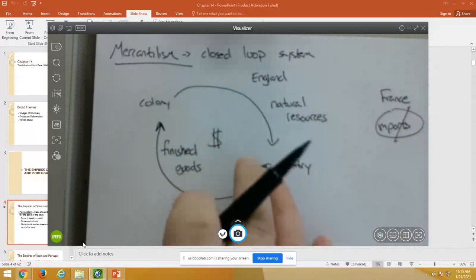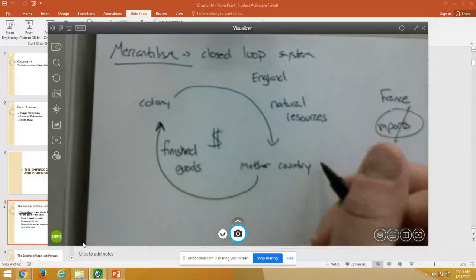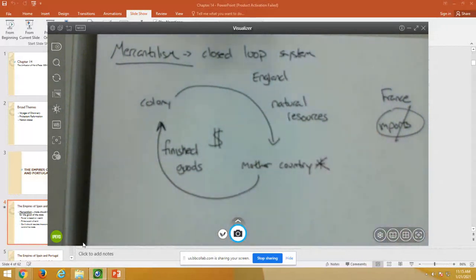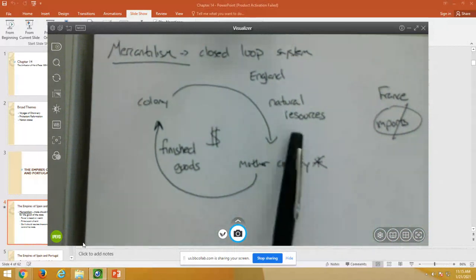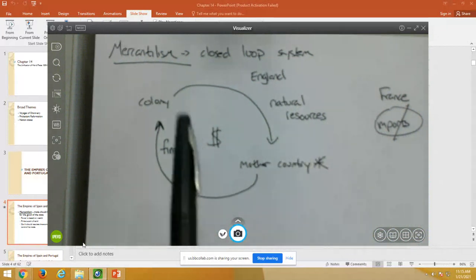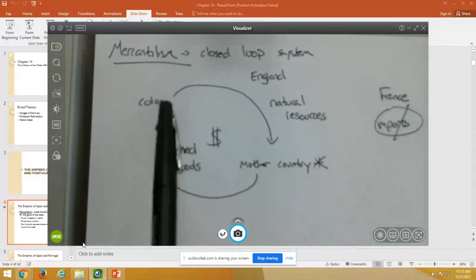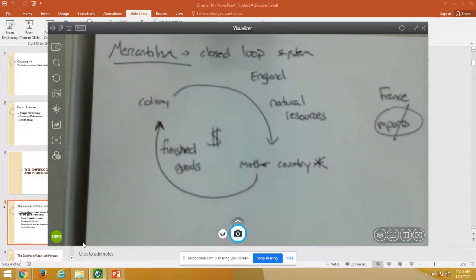The other thing that a closed loop system entails is that this mother country is making money hand over fist, because they get cheap natural resources and they can sell those resources as finished goods for a profit back to the colony. They have a captive market. The colony, if it wants finished goods, has no choice but to do business with the mother country. A closed loop system.